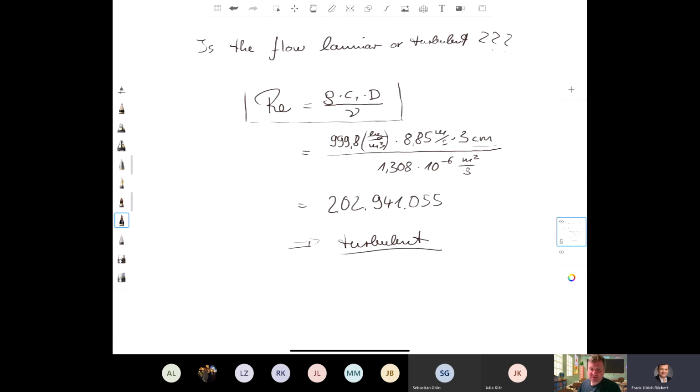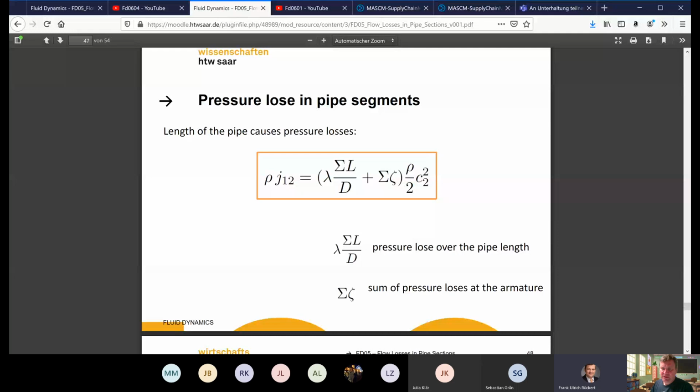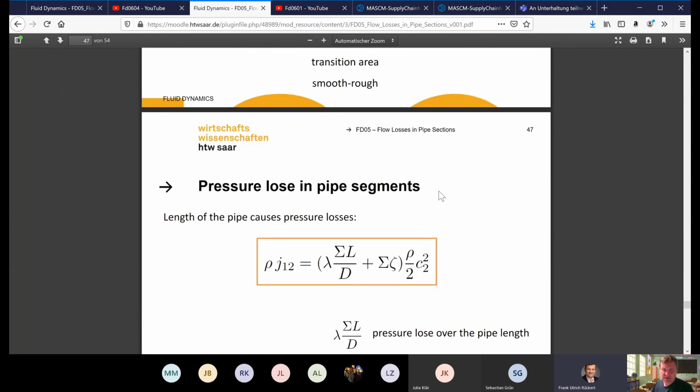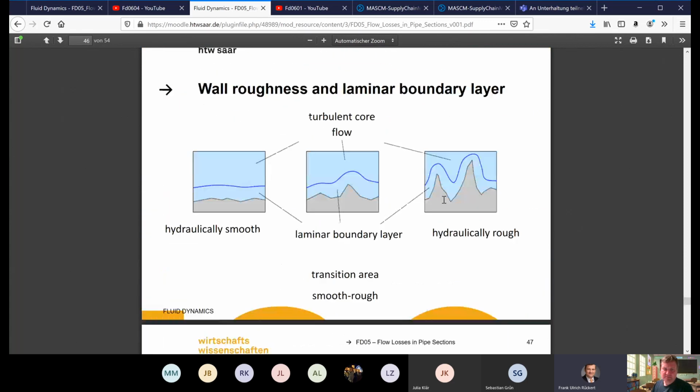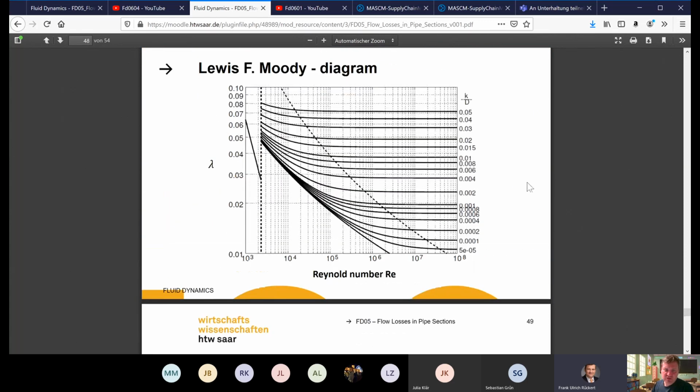I want to share the diagram in the slides now. It is the Moody diagram, and we have to look up if this behavior is now laminar or turbulent. Okay, maybe you can see the slides. Yeah, this is a formula for the pressure drop. We will need it later. And we have to change to the Moody diagram. That's the Moody diagram.